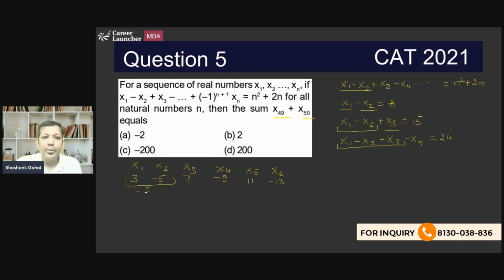So this sum comes out to be minus 2. What is this sum? That is again minus 2. What is this sum? Again minus 2. So the sum of an odd term plus an even term is always minus 2, so my answer to this question is going to be minus 2.